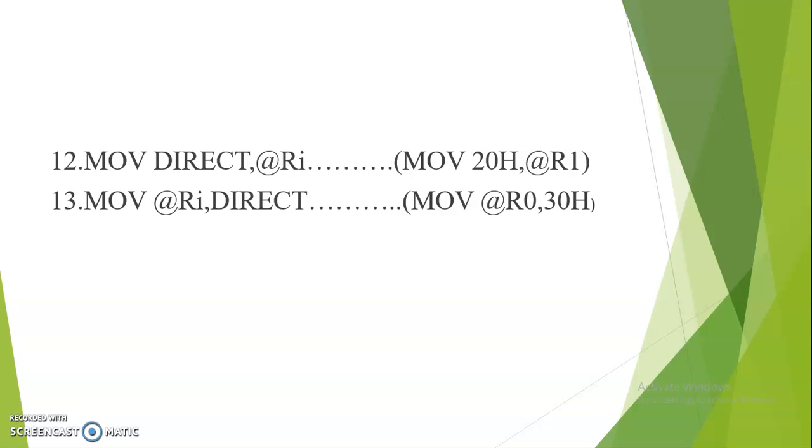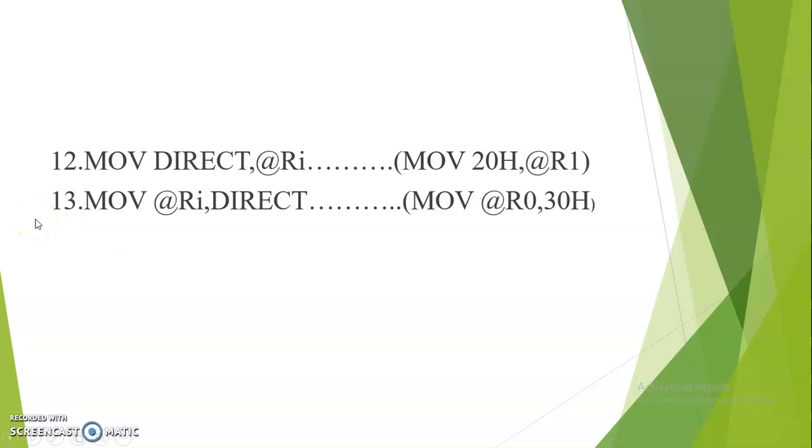Next combination, MOV direct, @Ri. This instruction will copy the data from the memory location whose address is specified in the Ri register of the selected register bank to the direct address specified in the instruction. We will see the example, MOV 20H, @Ri. So whatever contents are pointed to by Ri will be copied to the location 20H.